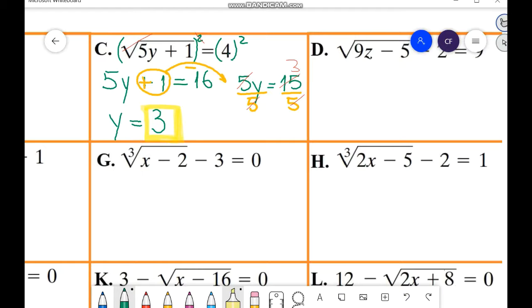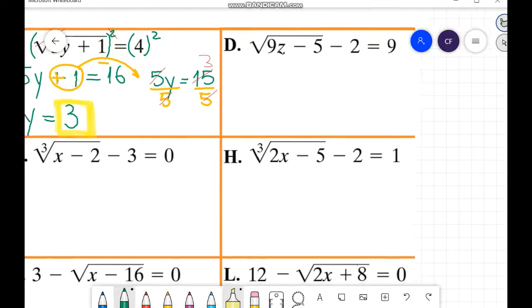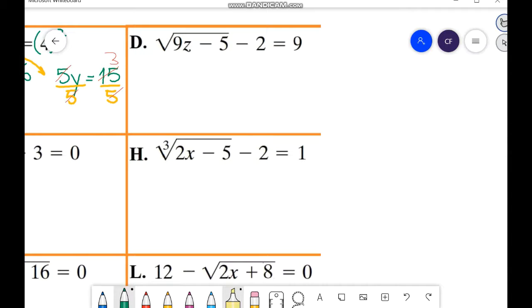For letter D, now we need the first step, because there's this negative 2 here: square root of 9z minus 5, minus 2. So this we need to move to the other side. We need to isolate the radical only. So if this is negative, it will become a positive. Square root of 9z minus 5 equals 9 plus 2, 11, right?